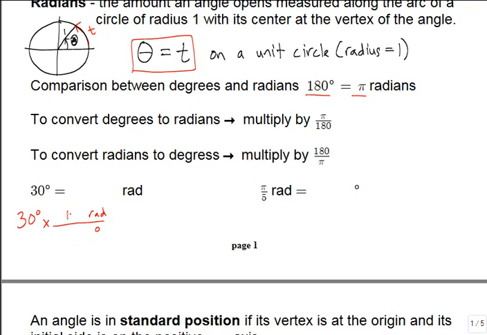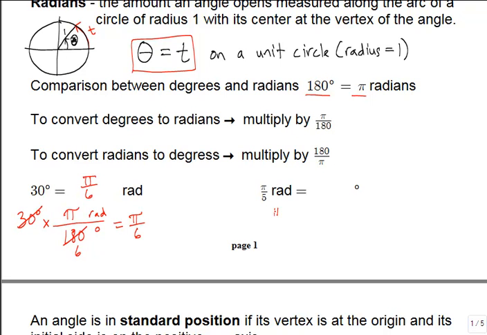And we know that there are pi radians in 180 degrees. So when I go to reduce, 30 goes into 180 6 times, so this is going to reduce to pi over 6. So 30 degrees is the same as pi over 6 radians.